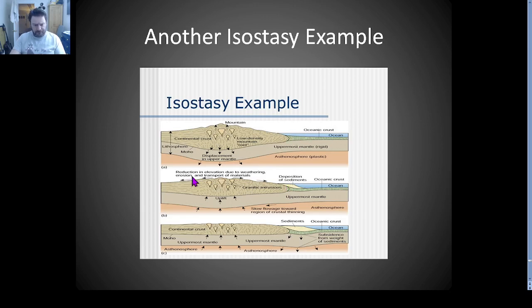And then over time, the mountain begins to erode. You start to expose the plutons and stuff that are in here. The mountain root tries to start to push up. These sediments end up here because they have to go somewhere, and it begins to push down on the oceanic crust. And then eventually you've eroded it down real nice. And the mantle continues to push up. You've got exposed plutons here. You've got a sediment wedge here.